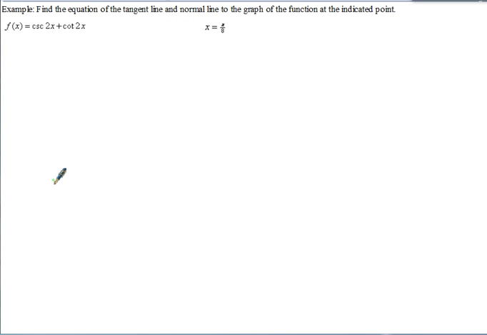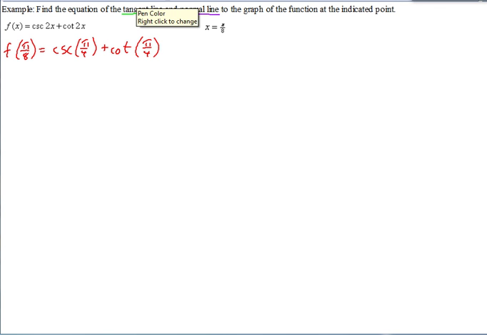Let's take a look at one where we're trying to find the equation of the tangent line and then the normal line. So remember the two things we need to write the tangent line are the point of tangency and the slope. So let's go ahead and find the point of tangency first. There's our x-coordinate, so we just substitute that in to find the y-coordinate. So the cosecant, well, we multiply pi over 8 times 2, that becomes pi over 4, plus, same thing here on the cotangent, 2 times pi over 8 reduces to pi over 4. So we have to evaluate at pi over 4.